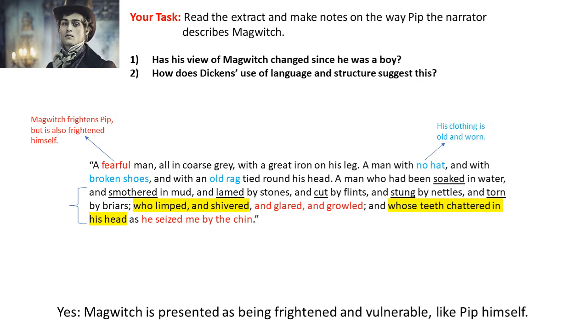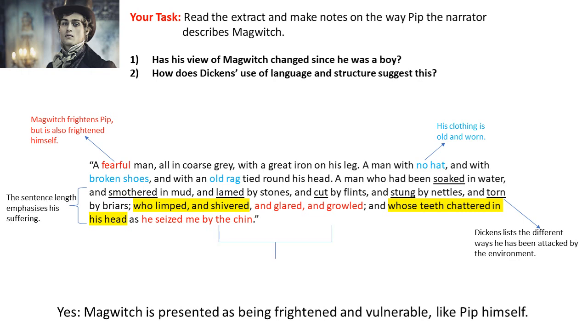His clothing is old and worn. Dickens lists the different ways he has been attacked by the environment. The sentence length emphasises his suffering, so clear use of listing. And Dickens juxtaposes Magwitch's suffering with his aggression here, perhaps excusing his behaviour.